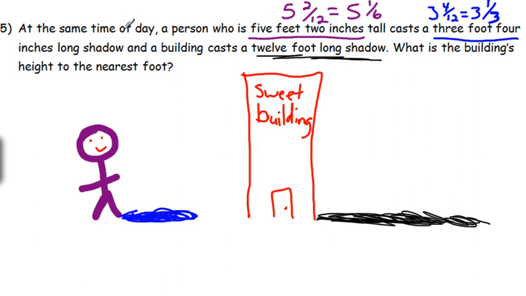So it's the same time of day. A person who is 5 feet 2 inches. And we went ahead, we converted this. This is 2 out of 12 inches. So we can say he's 5 1/6 feet tall. So 5 1/6, that's our guy. Cast a shadow 3 foot 4 inches. So 4 inches is 4 out of 12 feet. So it's going to be 3 1/3 feet. That's a shadow.